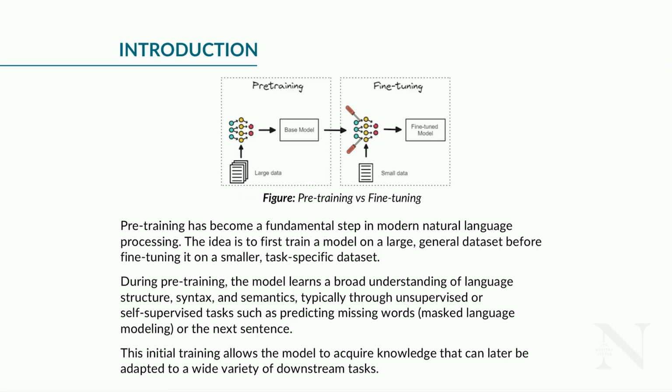The idea of pre-training starts by training a base model over a large general database, and by doing so, this model learns a broad understanding of language, structure, syntax, and semantics. Typically, these models are trained using unsupervised or self-supervised tasks. After pre-training, we can use these models for other tasks like fine-tuning, which requires much smaller datasets.